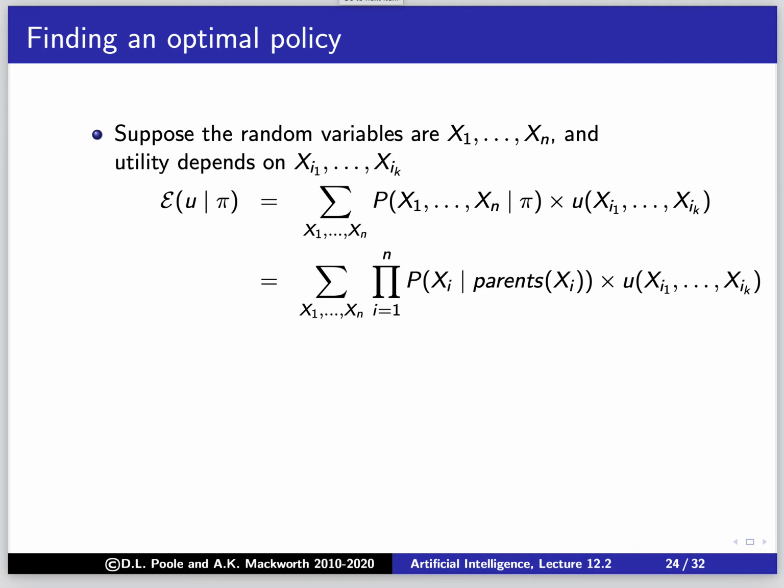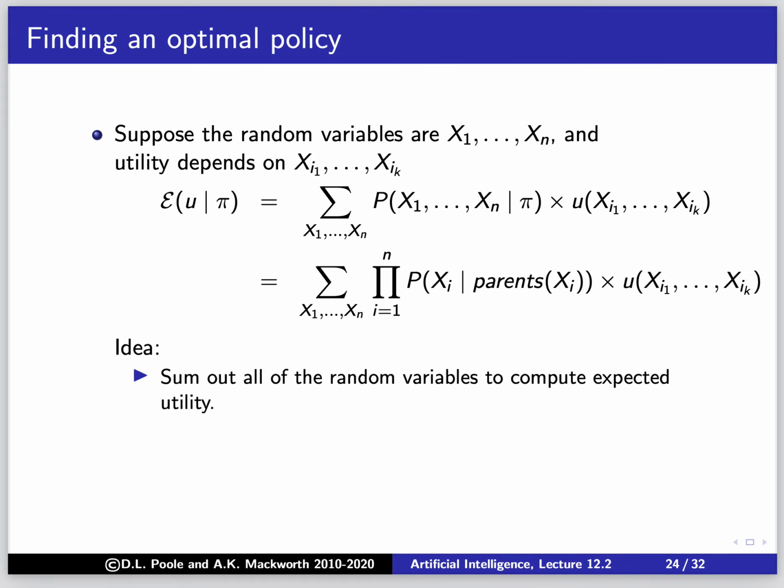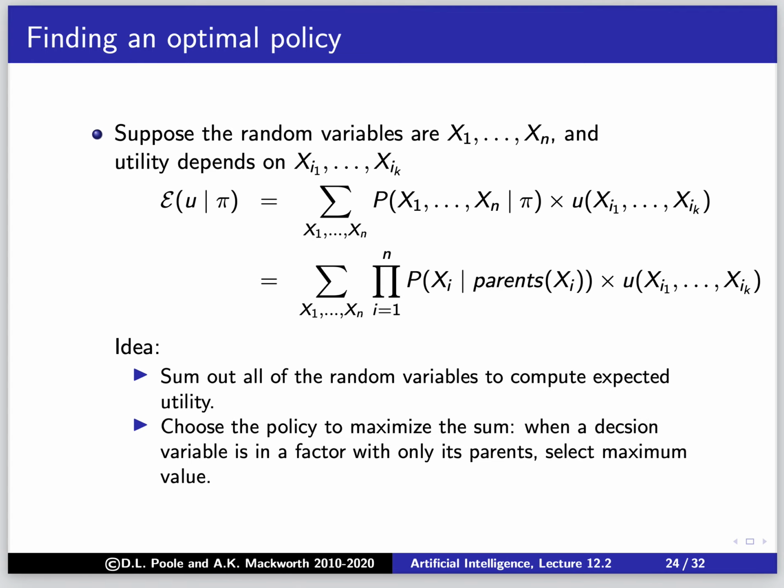If you have a choice between something big and something small, you choose something big. So we sum out all the random variables to compute the expected utility, except at every opportunity we choose the policy to maximize the sum. When a decision variable is in a factor with only its parents, we select the maximum value at all times. That way we maximize the expected utility. Effectively, the algorithm computes expected utilities, except at the right opportunities it selects the pi that maximizes this.